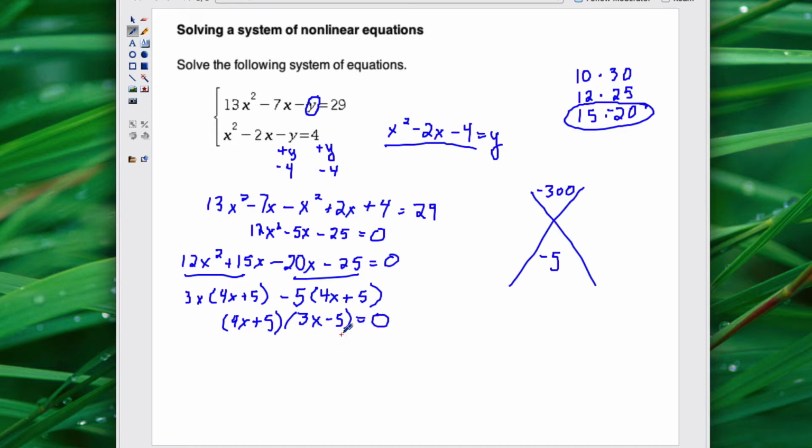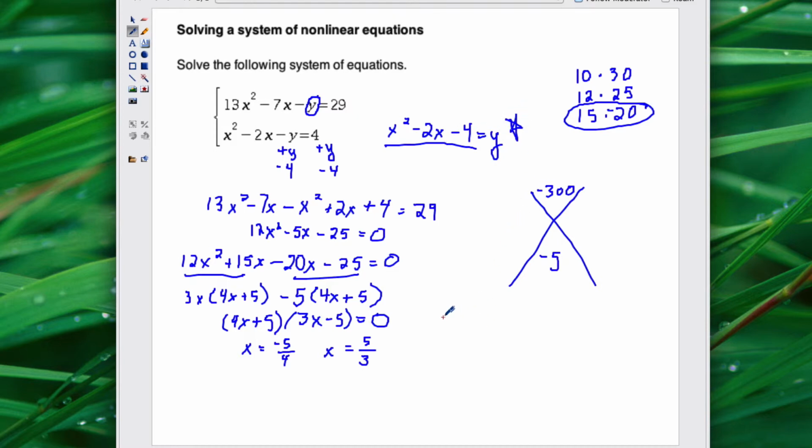And then I'm going to solve both of these for x. So 4x plus 5 equals 0, so subtract 5 and divide by 4, I get x equals a negative 5/4. And I do the same thing here. I add 5 and divide by 3, so I get x equals a positive 5/3. Okay? So I've got two answers for x. I need to go ahead and plug them back into one of these equations. I'm going to go ahead and plug it into this equation that I've already got solved for y.